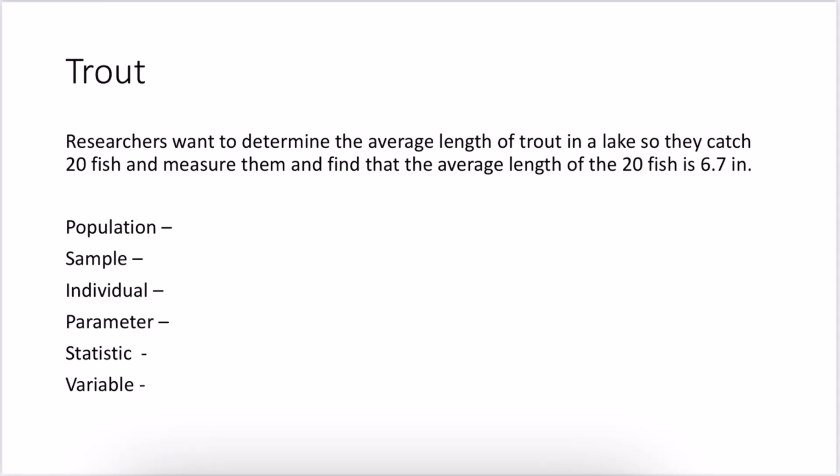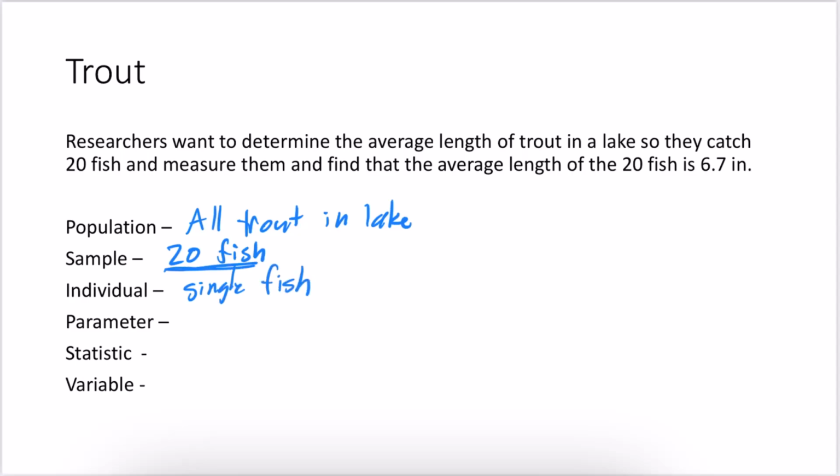Okay, so in this case, our population is all of the trout in the lake. That's what we're trying to study. So we want to find the average length of all of the trout in the lake. And the sample is the 20 fish that the researchers caught. And the individual would be a single fish or a single trout. And then the variable that we're trying to calculate is the length of the trout in the lake. So that's the thing we're measuring. And the statistic that we found is 6.7 inches, the average length of the 20 fish that we caught.